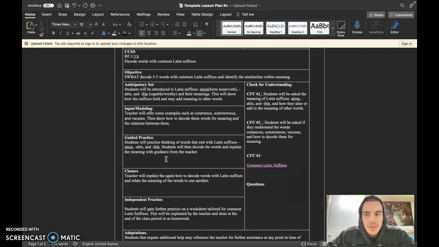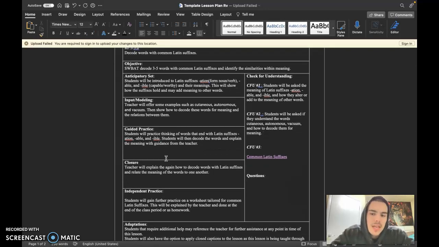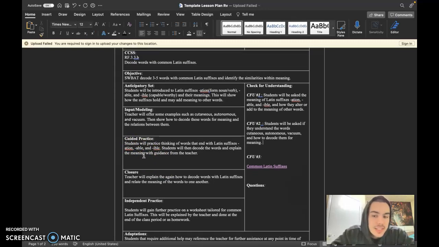For this one, we will simply ask for a show of hands, and whoever's willing or has a desire to attempt bringing up a word that they may already know, because these Latin suffixes are found all throughout the English language. Ending with simply looking at the Latin suffixes ation, able, and ible gives them a reference point of what some of the many words within the English language are that actually use these Latin suffixes.